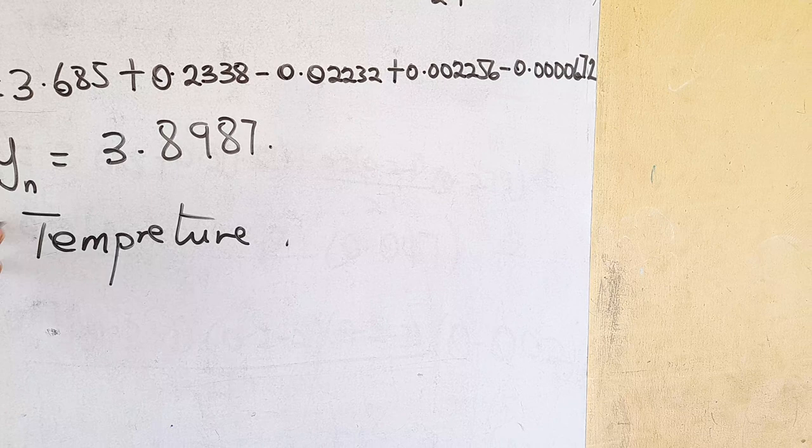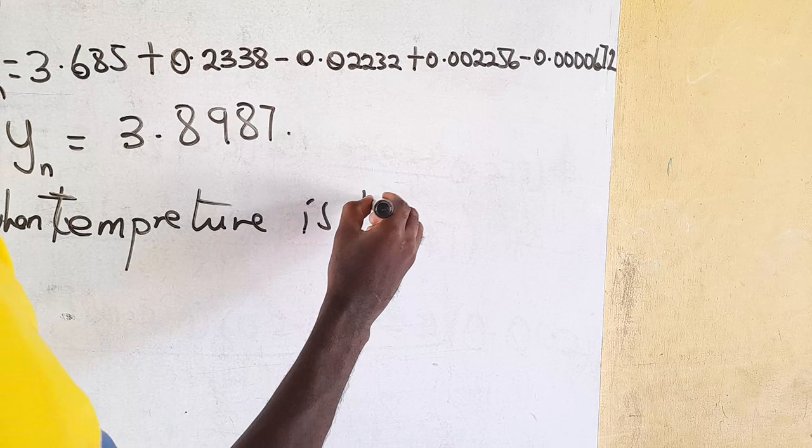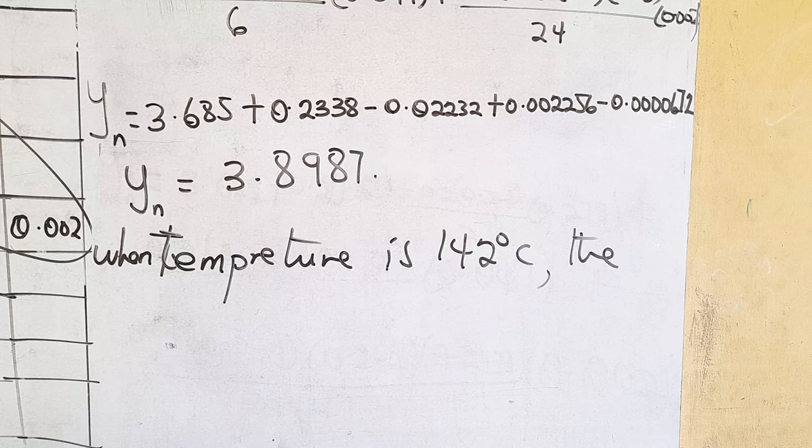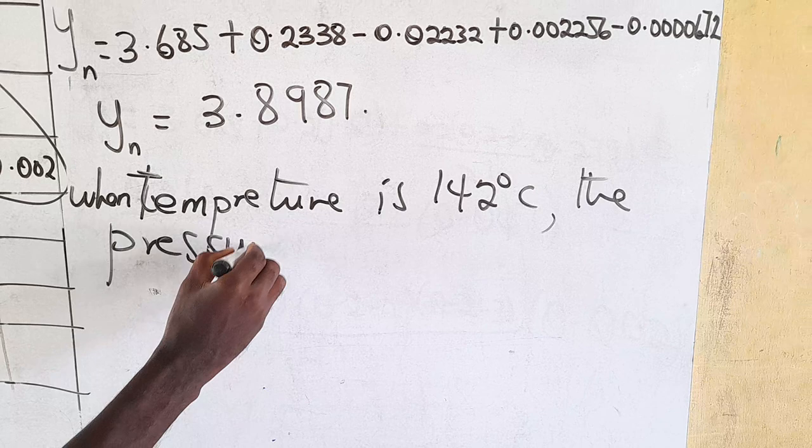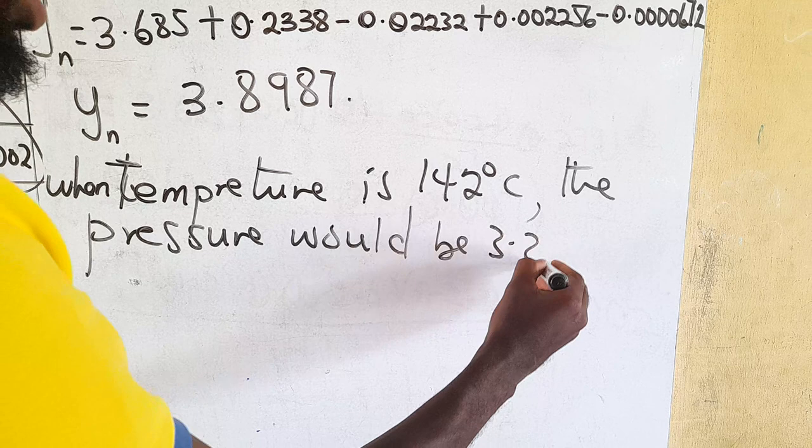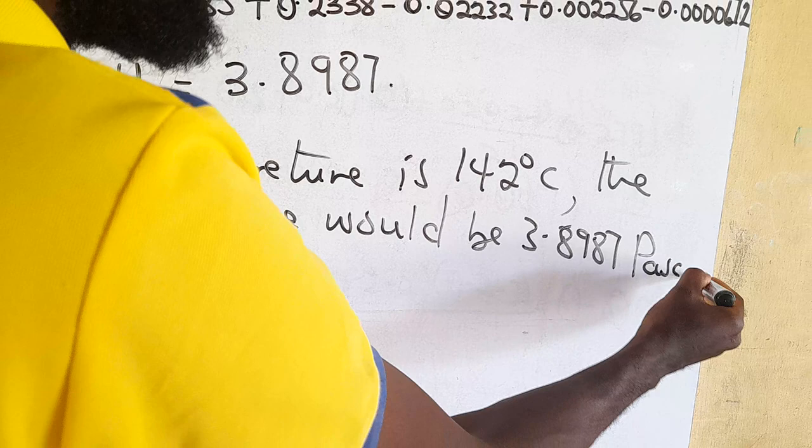therefore when temperature is 142 degrees Celsius, the pressure will be 3.8987 pascal. I hope you get that.